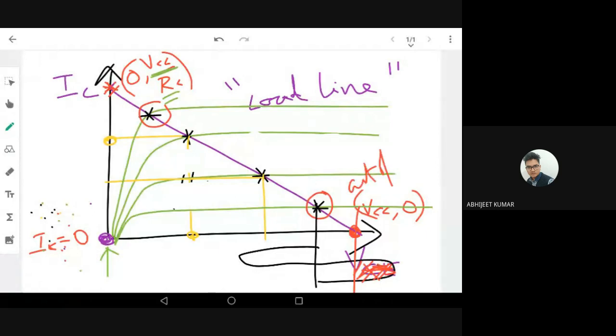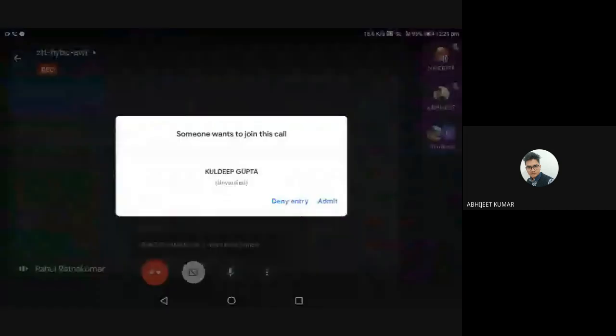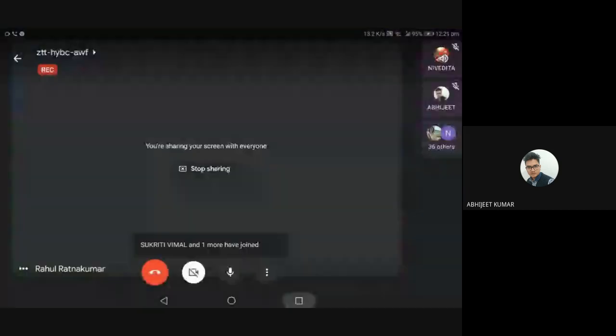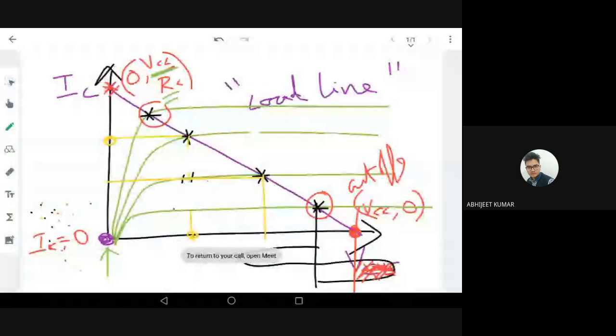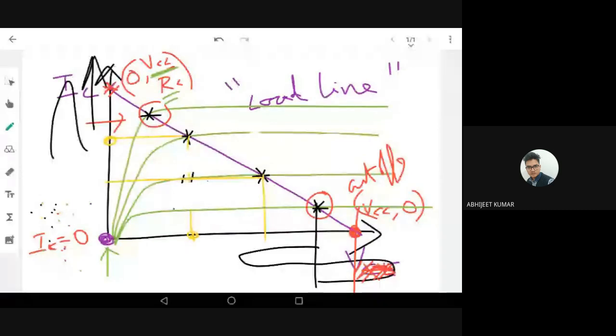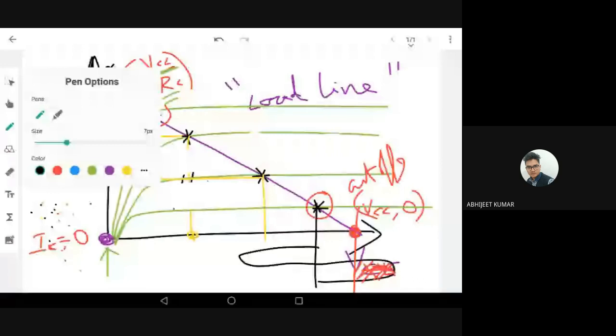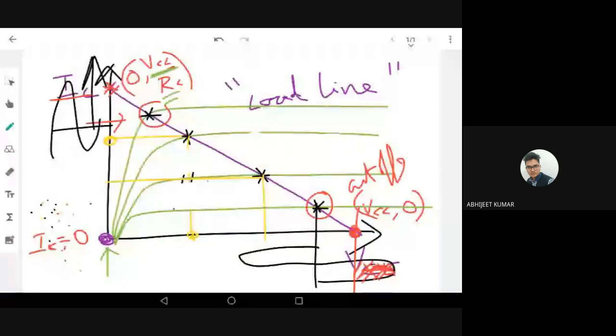So I cannot allow operating at that point because it is near the cutoff point. And another point is here, near the saturation point. Here also the same thing happens. You can see IC fluctuation will be very small. I cannot fluctuate my IC here because IC will be clipped, since the maximum possible IC is VCC by RC. So again, my IC is clipped here and my waveform is not proper.